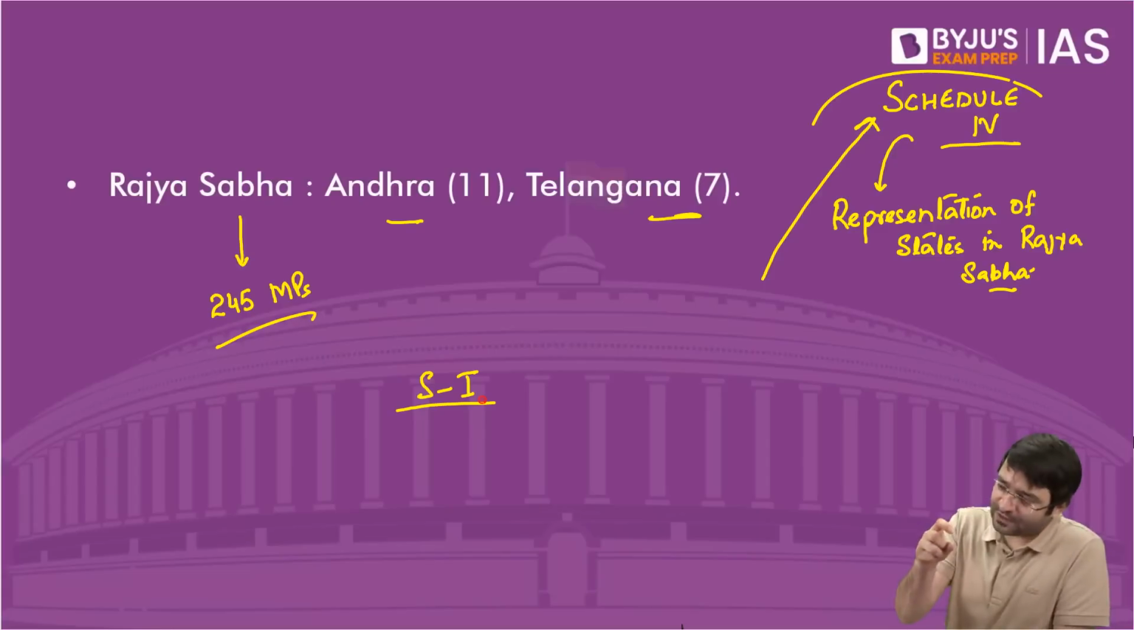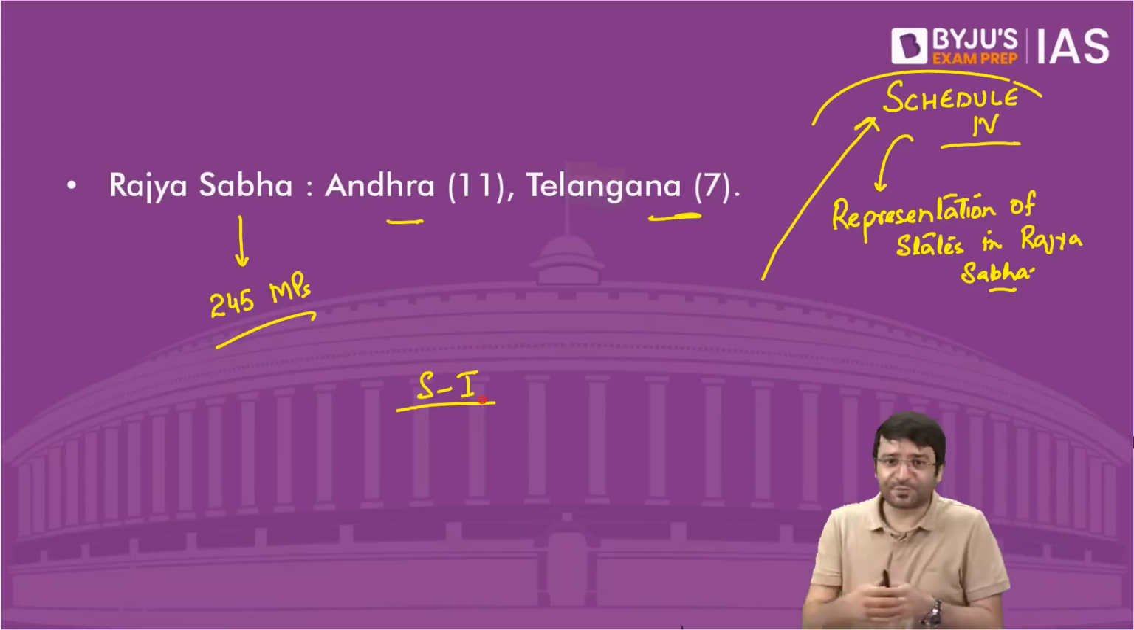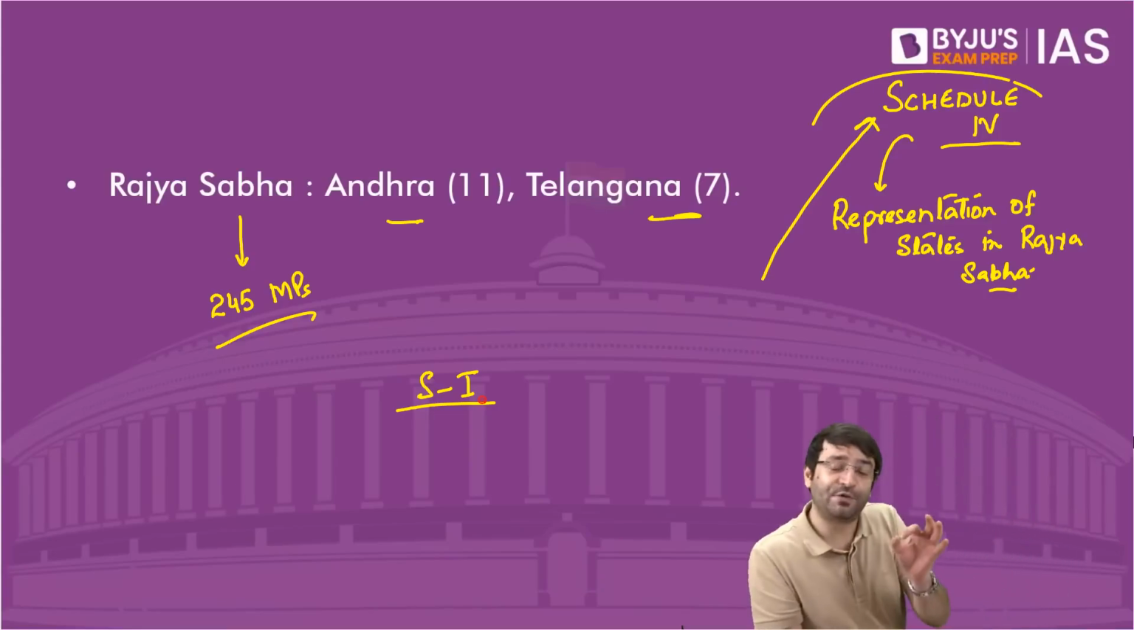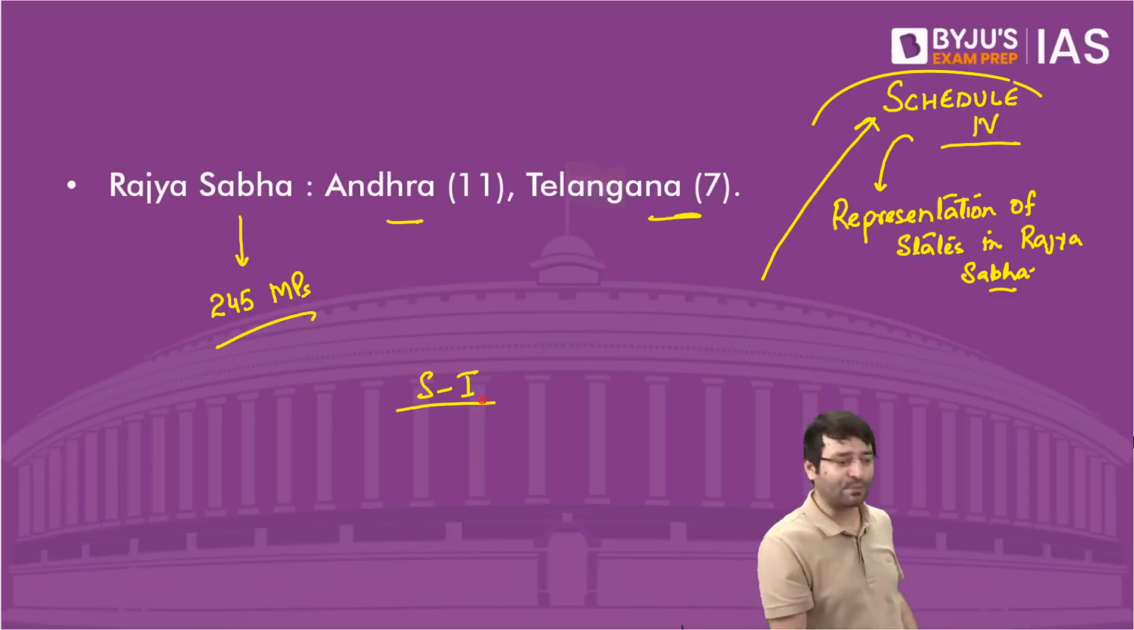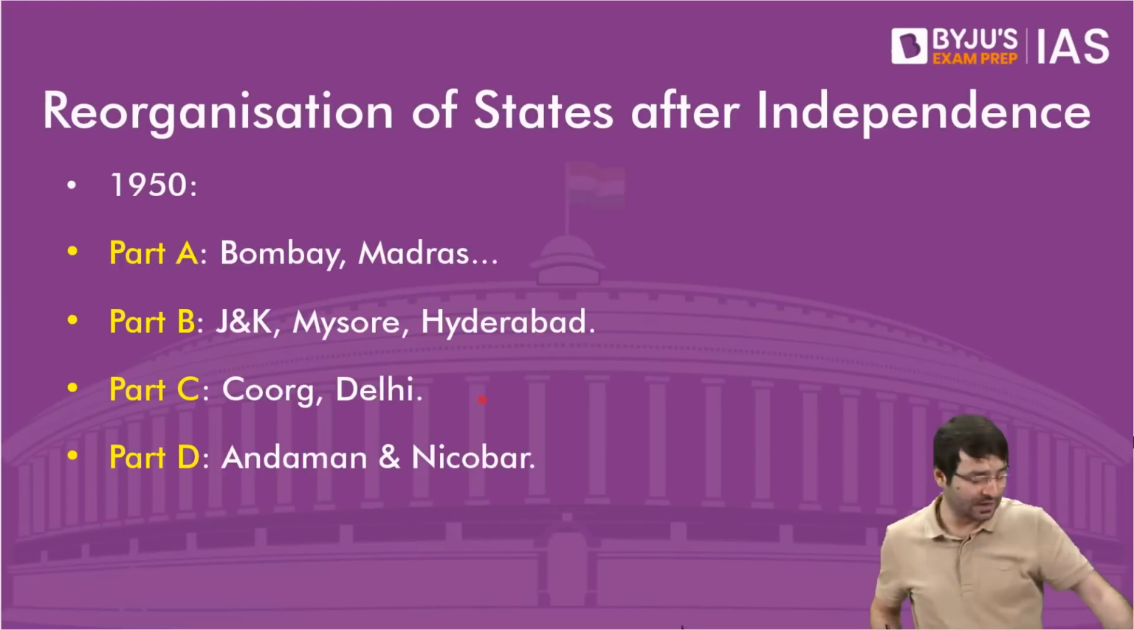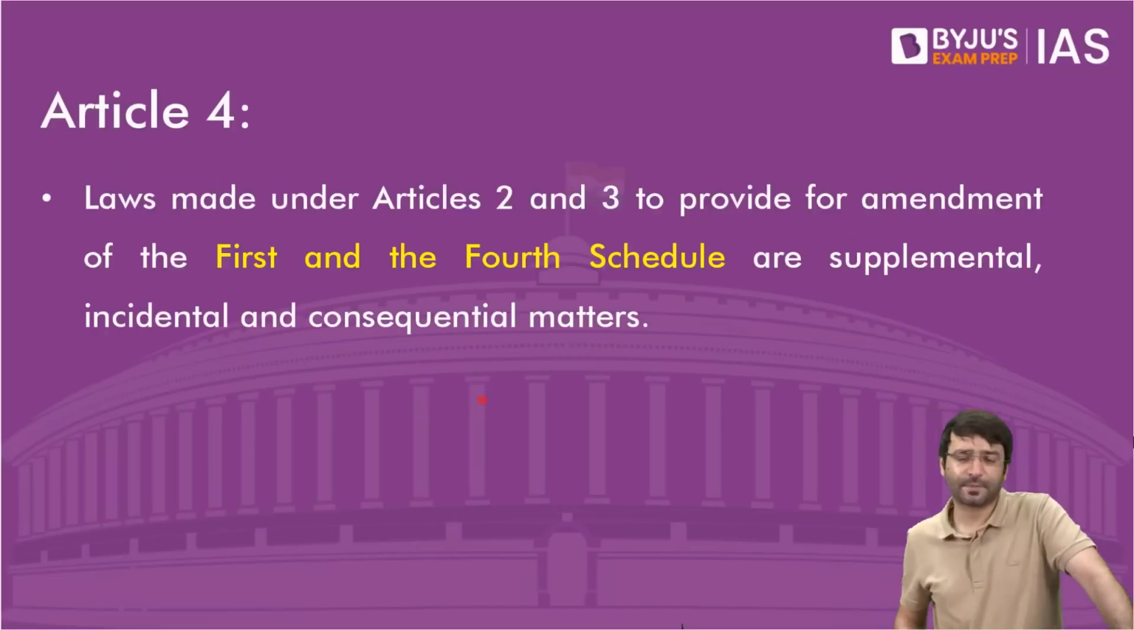From Jammu and Kashmir, we had 4 MPs to Rajya Sabha. Now from Jammu and Kashmir, we will have 4 MPs to Rajya Sabha, but it will be Jammu and Kashmir Union Territory, which means Schedule 4 has also been amended. How can a law which is passed by simple majority make changes to the Constitution? Because constitutional amendment requires special majority. How is that possible? That's possible because of Article 4 of the Constitution.